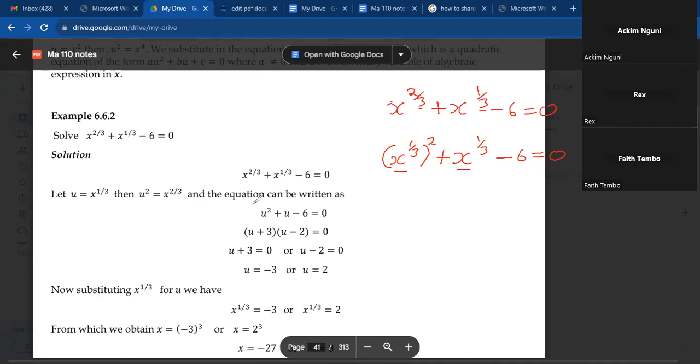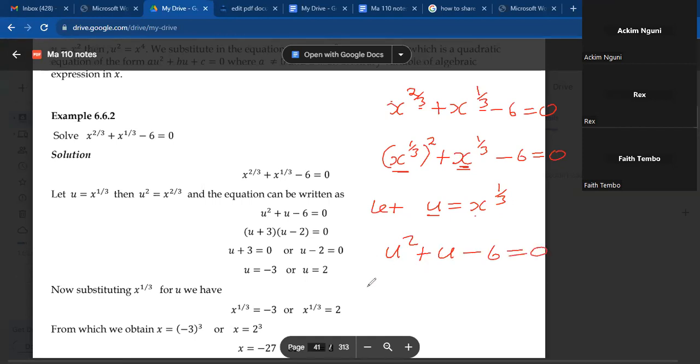When you reach that stage, you just say let any letter of your choice, u, be equal to x to the power 1 over 3, because it's common. Then you replace where there is x to the power 1 over 3 with u. So that will be u squared plus u minus 6 equals 0. And this is a quadratic equation.